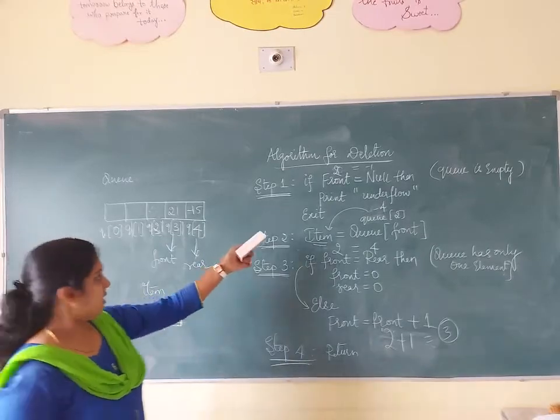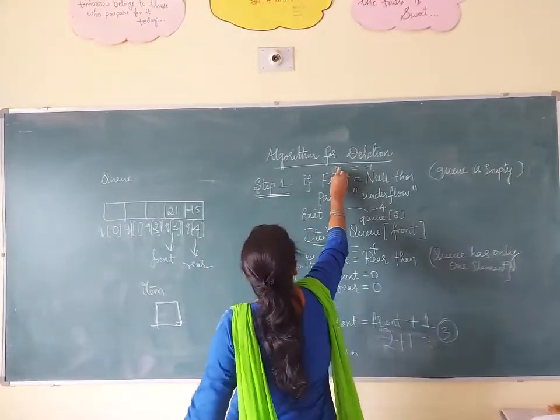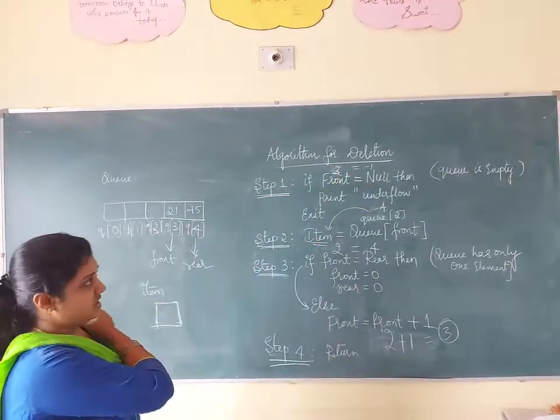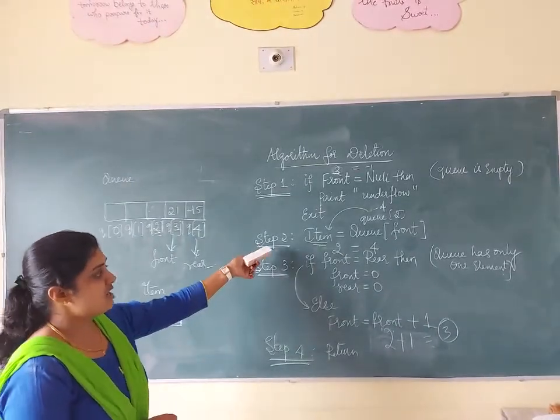Next again, it will come here. My front value is what? 3. 3 is equal to null? No, the condition does not satisfy. It will go to where?